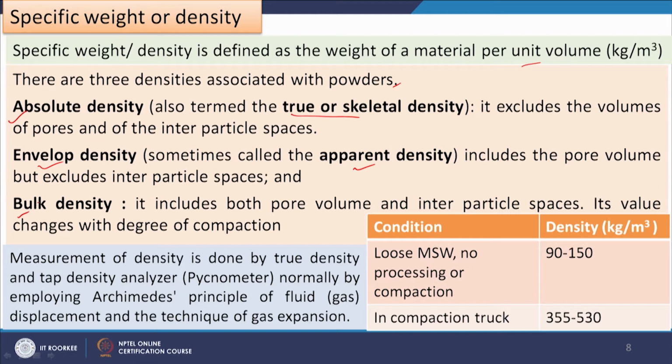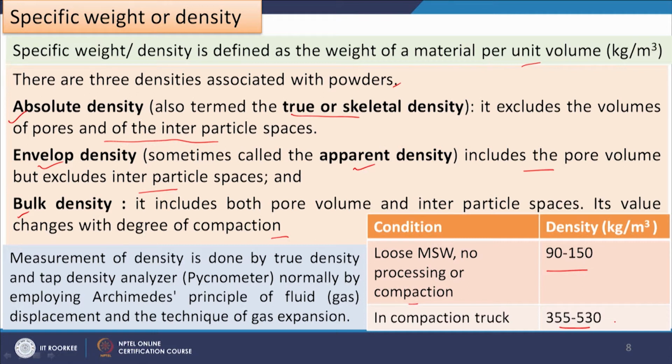So, the absolute density excludes the volumes of pores and of the interparticle spaces of the powder material, and envelope density includes the pore volume but excludes interparticle spaces, and bulk density includes both pore volume and interparticle spaces. Its value changes with the degree of compaction. For example, here you see loose MSW, no processing or compaction, its density is 90 to 150 kg per meter cube, but if we make the compaction, then in compaction truck it is 355 to 530 kg per meter cube.